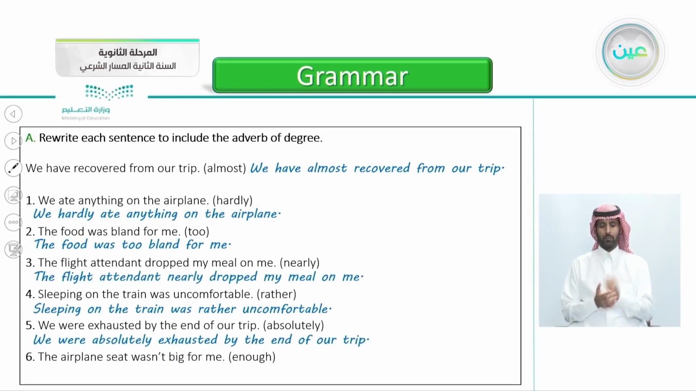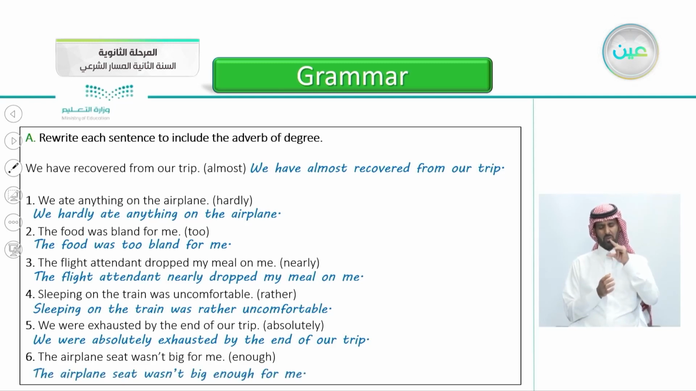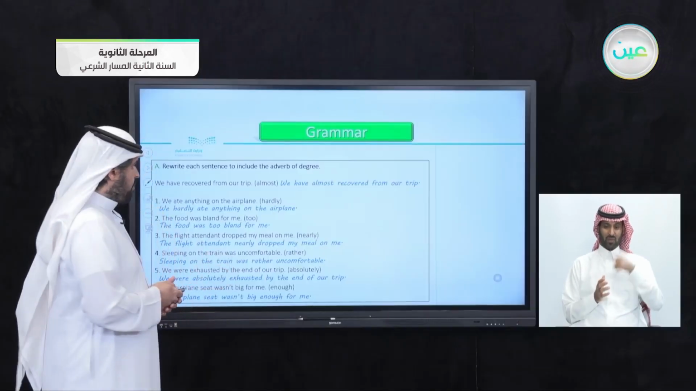Last one here, the airplane seat wasn't big for me. Maybe it was big, but not for me. Why? And the word enough. Yes, you say the airplane seat wasn't big enough for me. It doesn't suit me. It wasn't big enough for me.